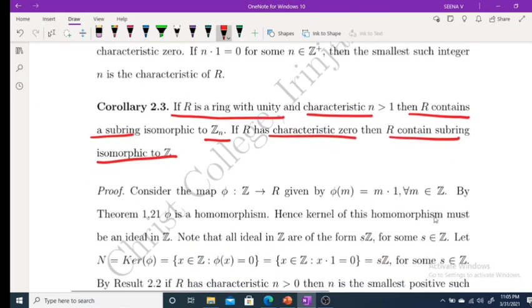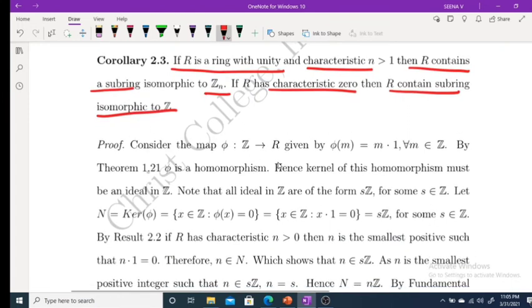Okay. Consider the map phi from Z to R, phi of m equal to m times 1. By Theorem 1.21, phi is a homomorphism. We have already proved that, and hence the kernel of the homomorphism must be an ideal in Z. Now what about the kernel? Note that the ideals in Z are of the form sZ for some s belonging to Z.